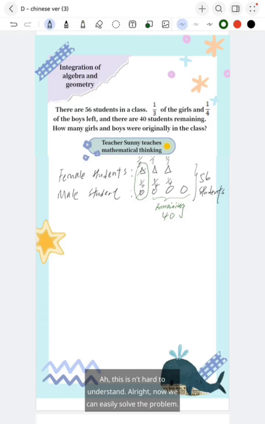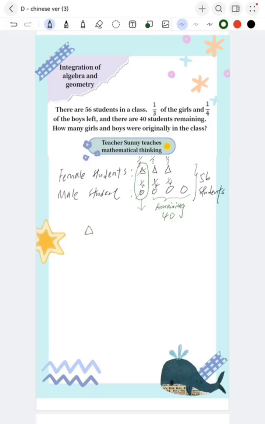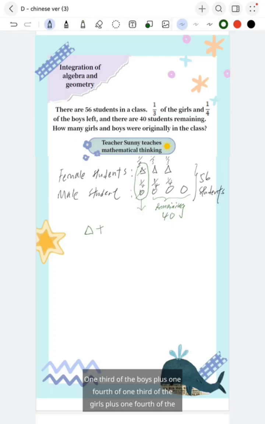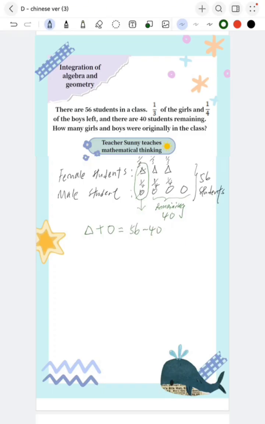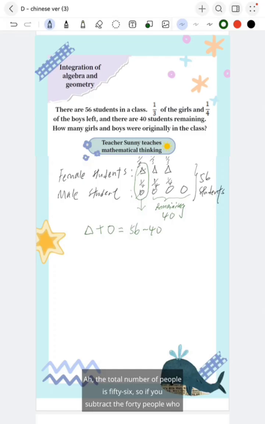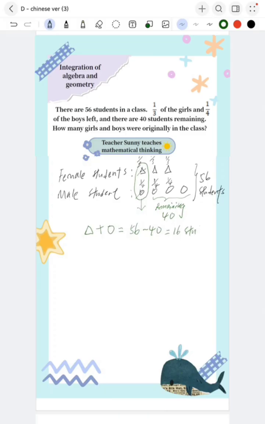Now we can easily solve the problem. Why? Because this part is the boys. One-third of the girls plus 1/4 of the boys, that gives you 56. Subtract the remaining 40. The total number of people is 56, so if you subtract the 40 people who are left, that's the exact number of individuals who departed. So that's 16 students. In total, 16 students left.